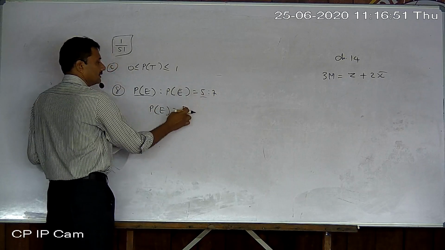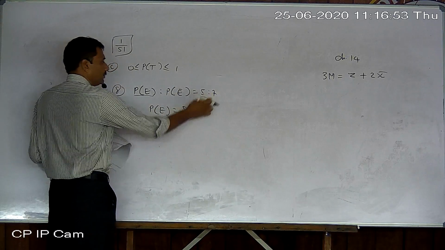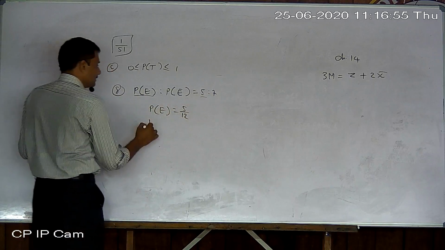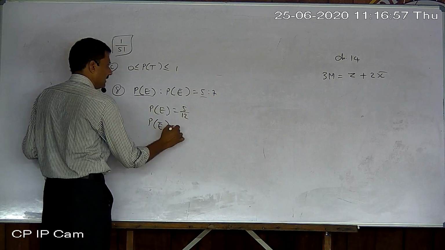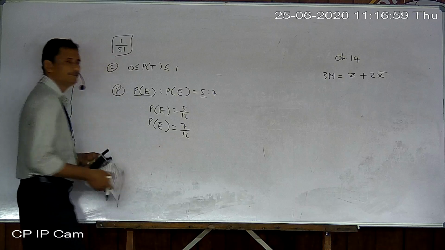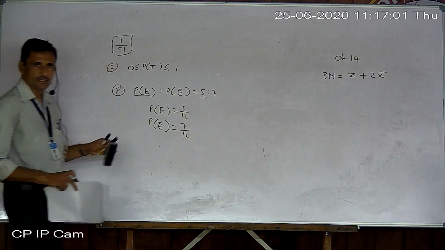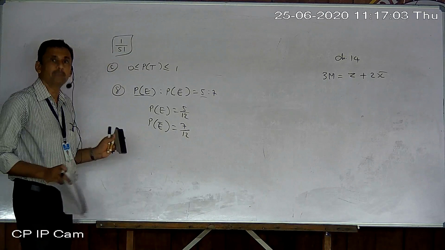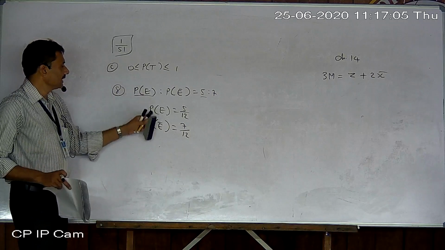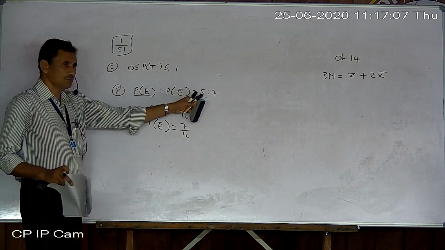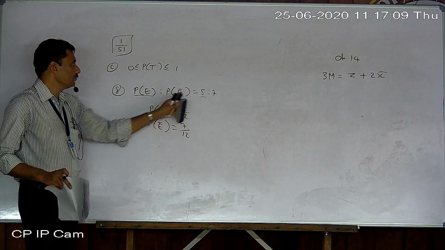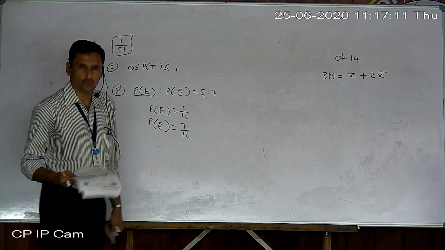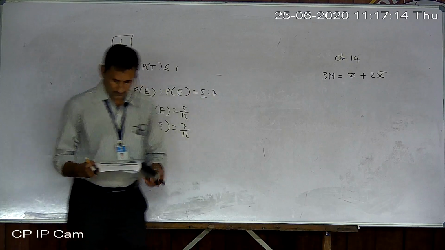Why? It is its number upon total. Suppose you were asked P of E bar, then it would be 7 upon 12. You understand, directly, without that method, you can give the answer. P of E means its own number upon total. P of E bar, its own number upon total.